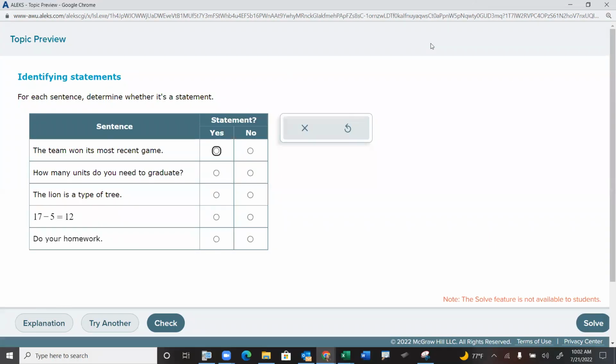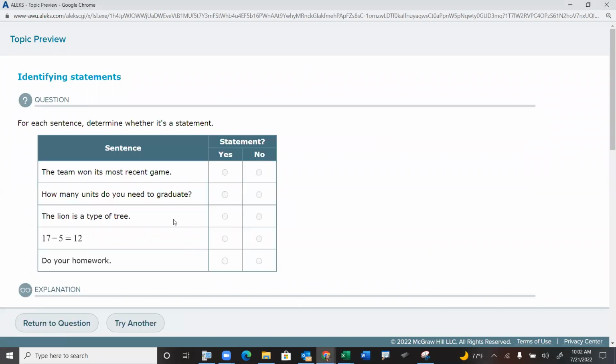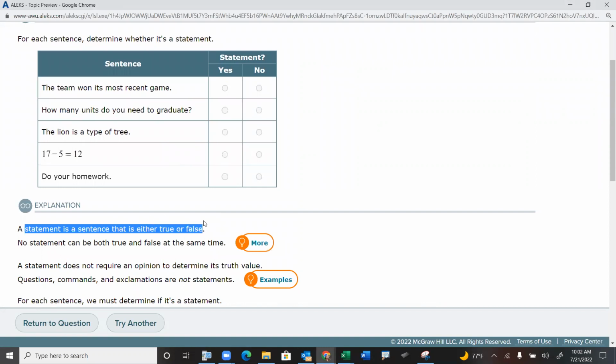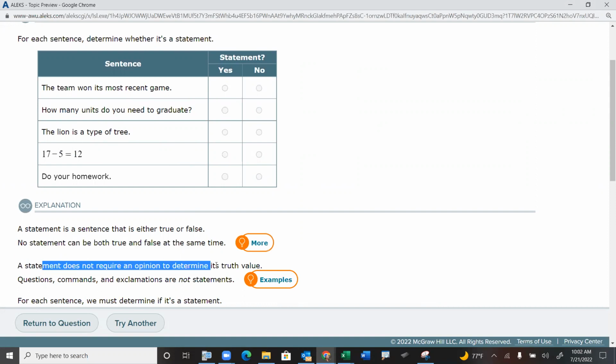Okay, for this one, we're now going to get into statements. Determine, and this is just kind of where the whole statement idea starts, is just determining if something actually is a statement. Now, to understand that a little better, we're going to look at their explanation because they just say it really well. Okay, so a statement is a sentence that is either true or false. A statement cannot be true and false at the same time. A statement does not require an opinion to determine its truth value. Questions, commands, and exclamations are not statements.